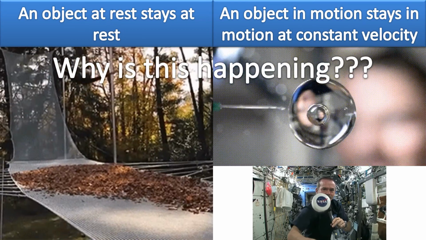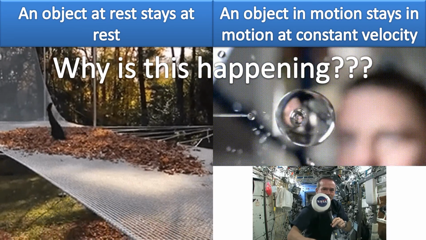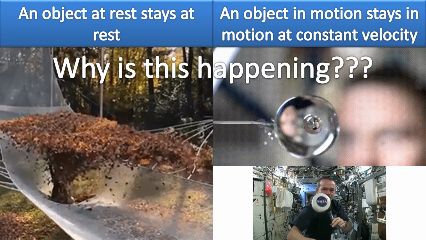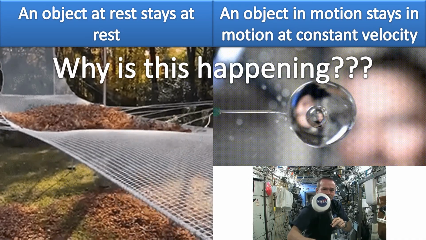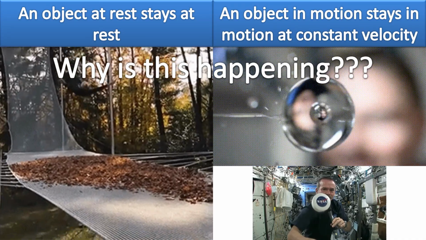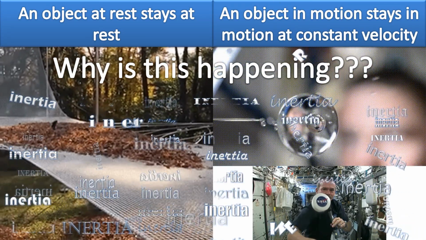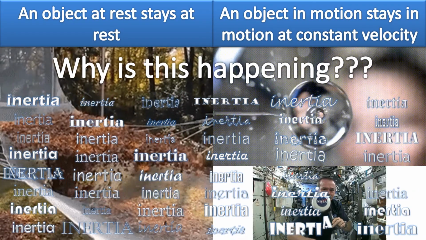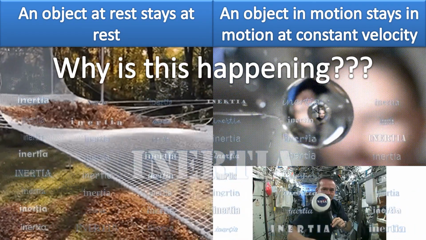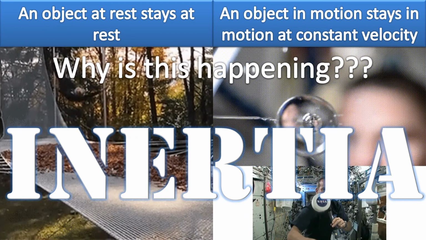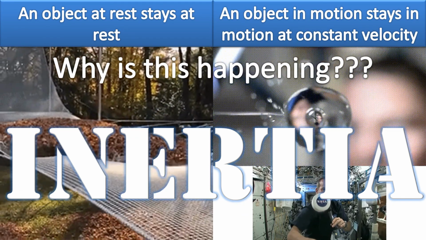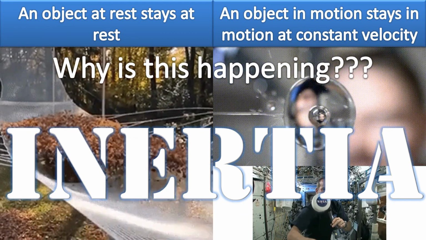But why does this happen? What's causing this? What can we say about these things that they behave this way? Why is this happening? It's because they have inertia. Inertia. Yes. Let's learn about inertia.